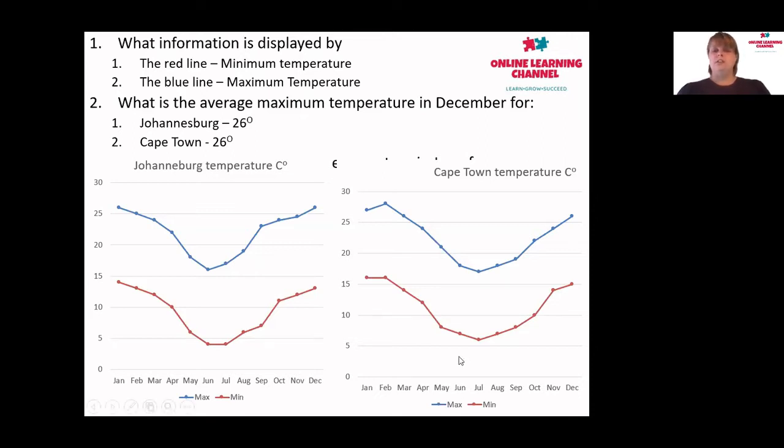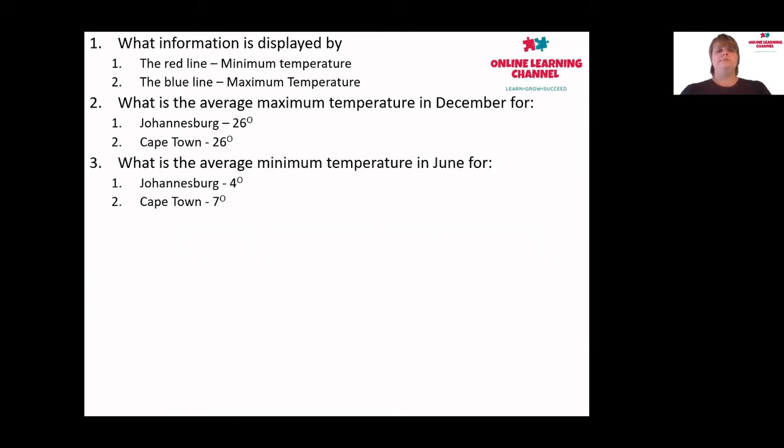Again, here you look at June, there's your dot, you go all the way to your degrees, and it looks like it's about 7 degrees. If you said 6, it will be fine, because in this case you can't see it that accurately.